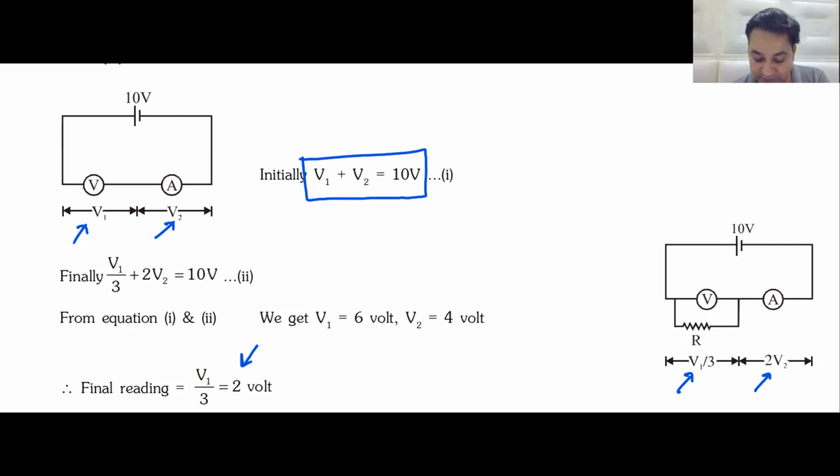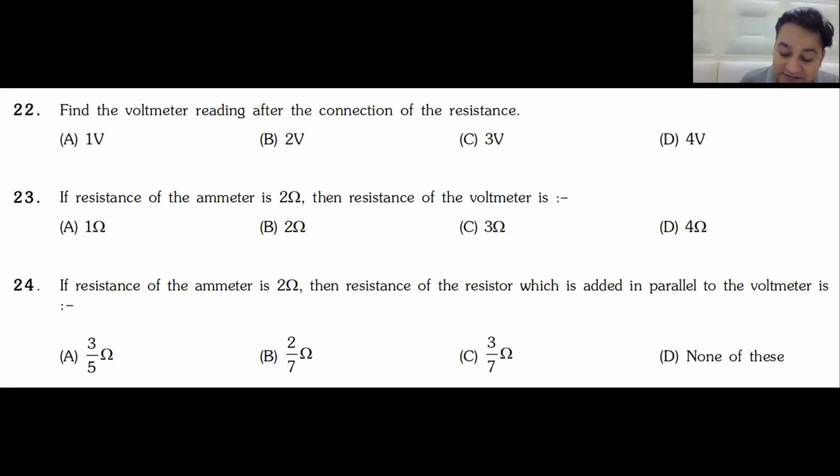Now let us bring our attention to the other two questions. There were three questions here. The first is solved. Let us look at the other two. If the resistance of the emitter is given, what is the resistance of the voltmeter? That is question number 2. If the resistance of the emitter is 2 ohm, then the resistance of the resistor added in parallel to the voltmeter is how much? So now you know the resistance of the emitter and you have to find the resistance of the voltmeter and the resistance of the resistor connected in parallel with it. Do we understand this? Yes sir. Your time starts now.